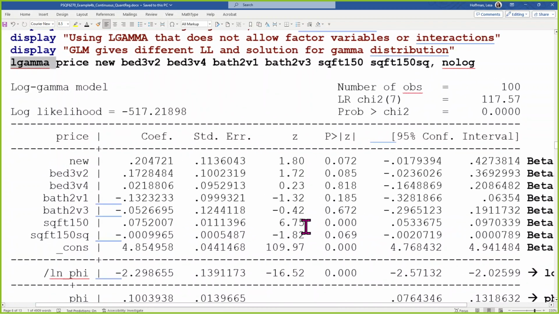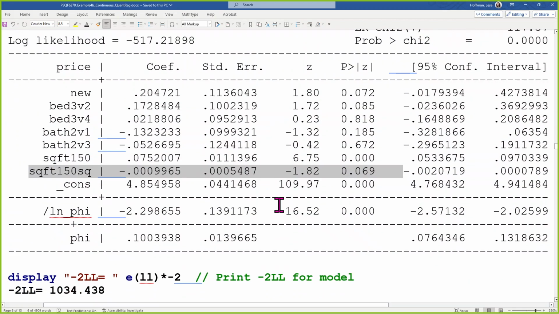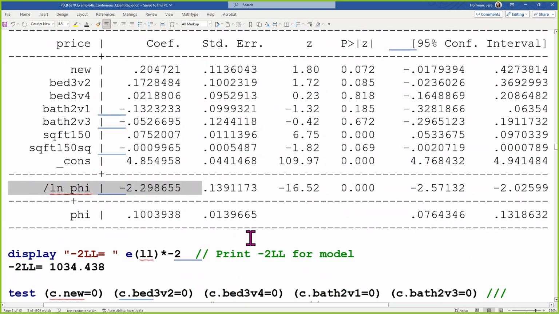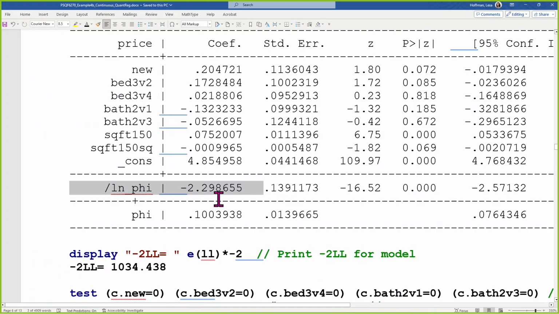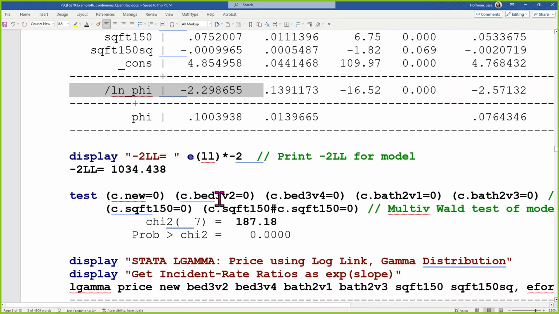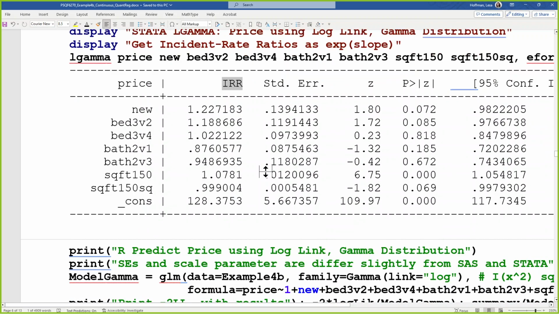In terms of these, we get yet another set of conclusions. So now new home price is marginally significant, but not significant if I go with a strict 0.05 cutoff. Same thing with my quadratic term. Here is the variance-related scale parameter that's part of that distribution. So it's letting variance be a function of the mean, multiplicative as well. Here's the, let's see, odds ratio version, IRR, for that.